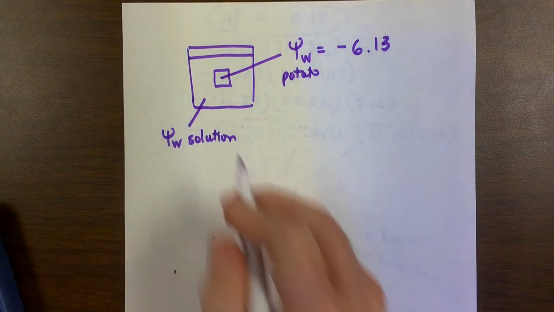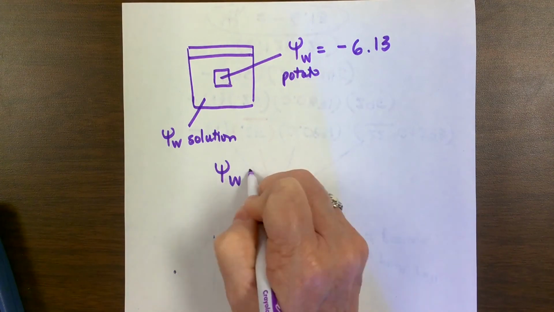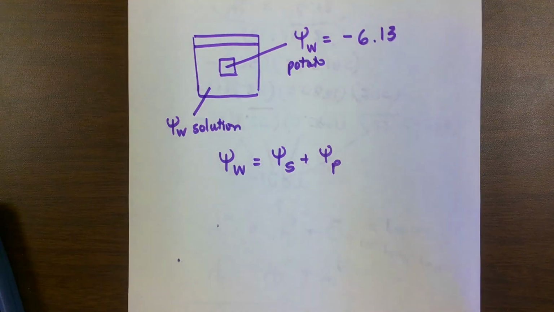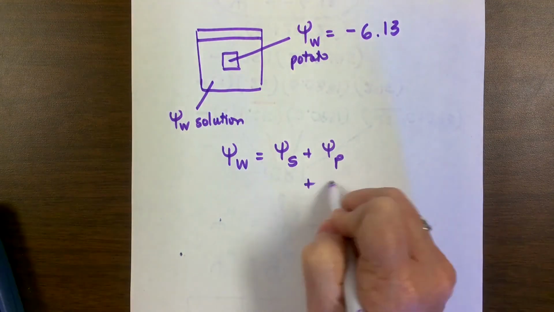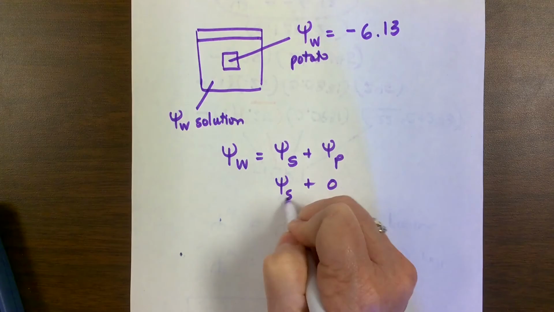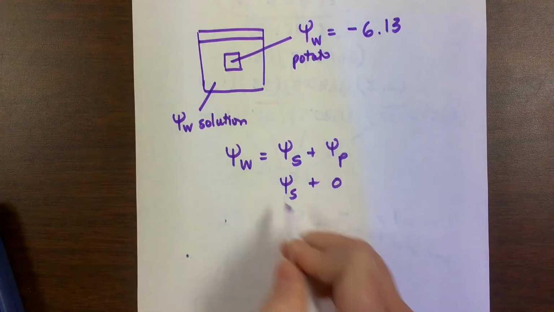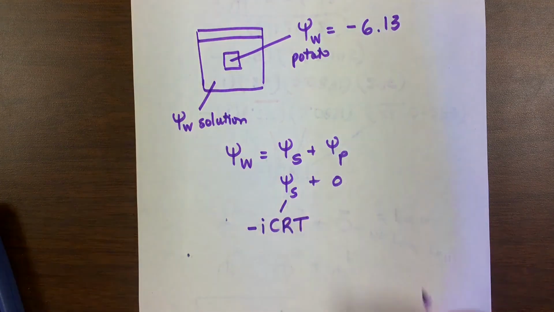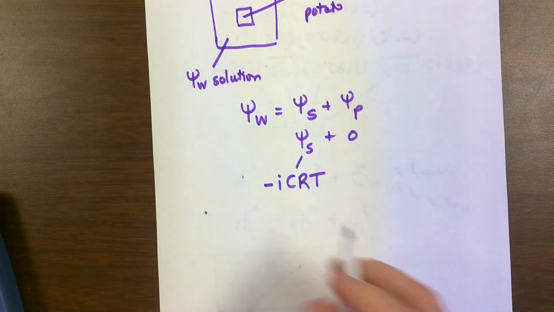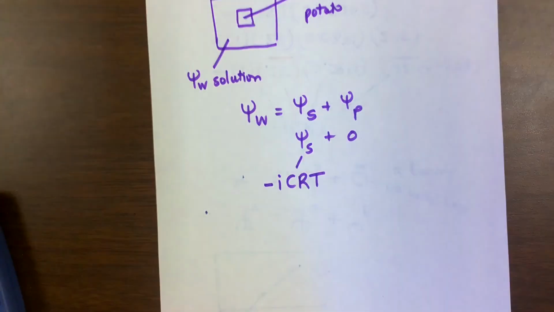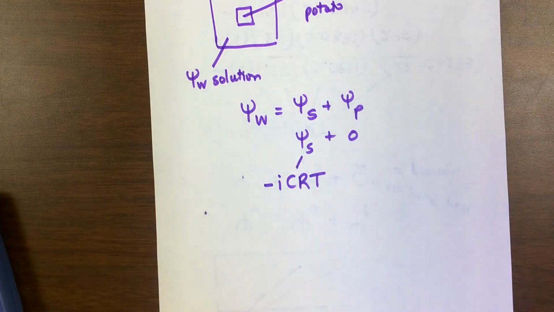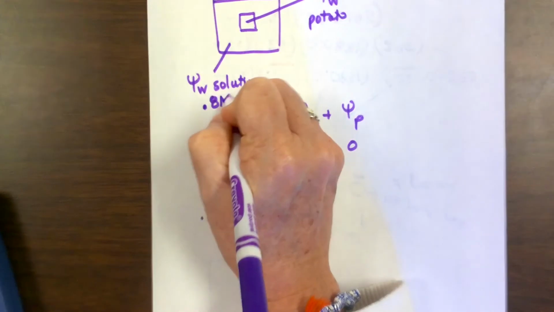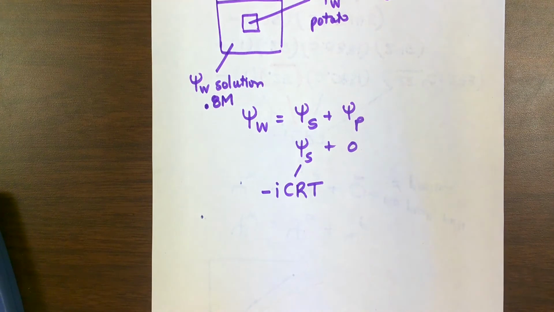So I use the same thing. Water potential is equal to solute potential plus pressure potential. The pressure is 0, so that's just going to be plus 0. And so now I need to calculate the solute potential. So I have to use the formula negative iCRT. I have to plug in, this solution is going to be, we'll make this the 0.8 molar solution, okay? Just making it up.